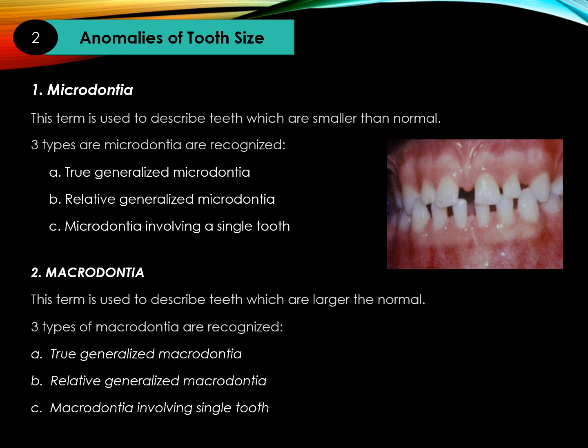When it comes to macrodontia, this is the term used to describe teeth which are larger than normal. There are three types: true generalized macrodontia, relative generalized macrodontia, and macrodontia involving a single tooth. So usually macrodontia can lead to crowding of teeth. So it becomes evident that you are able to recognize these generalized or single tooth malformations and involve them in your treatment plan.